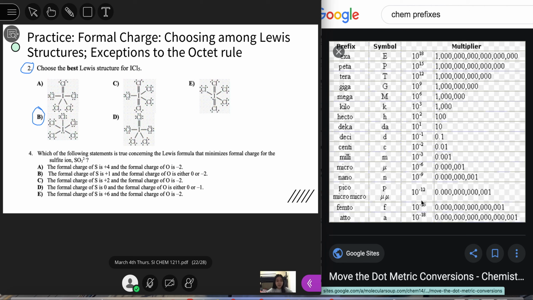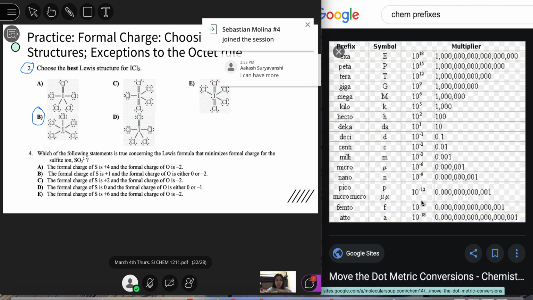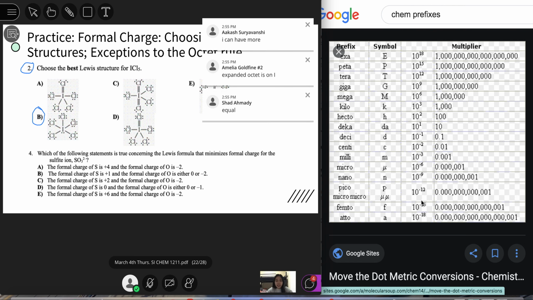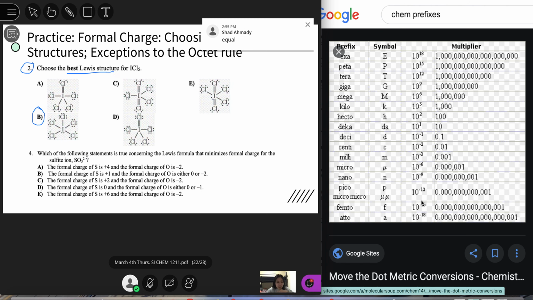And how do we know it's B? Because you guys had it on the homework. How'd you guys get B? How do you know it's B? What makes it B? Okay, for this, what I did personally is I did formal charge. And when you calculate formal charge on this, you get 0. Yeah, exactly. Summer's completely right. Yep, it has the lowest formal charge.